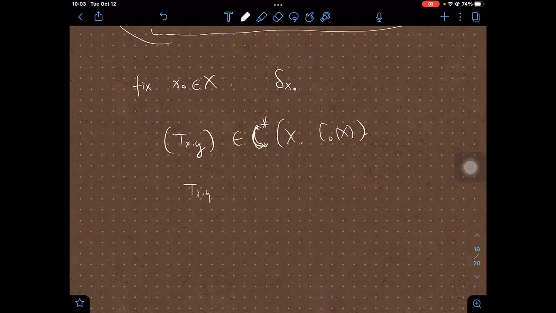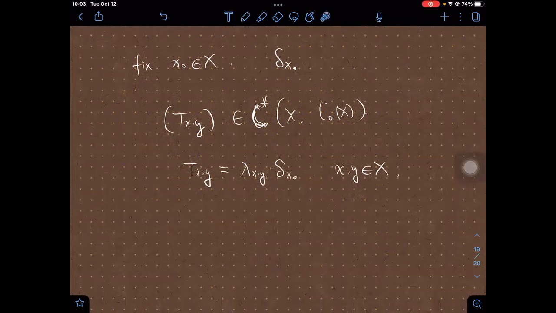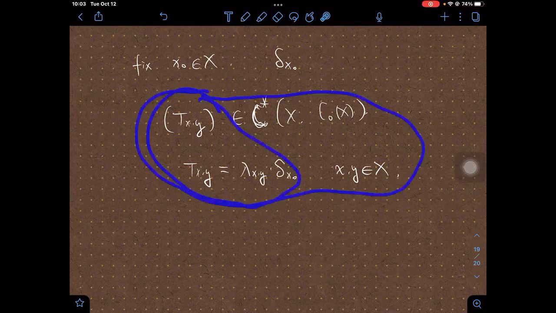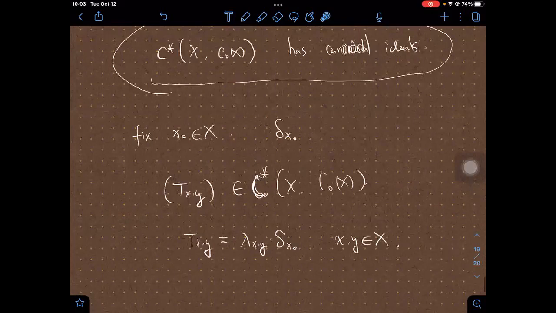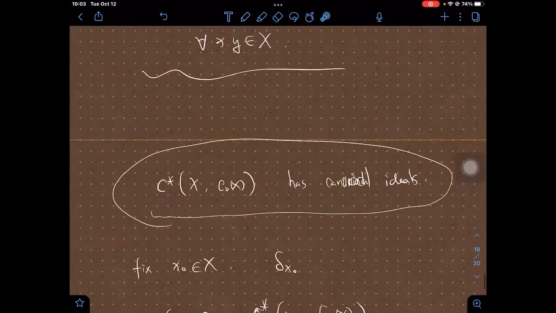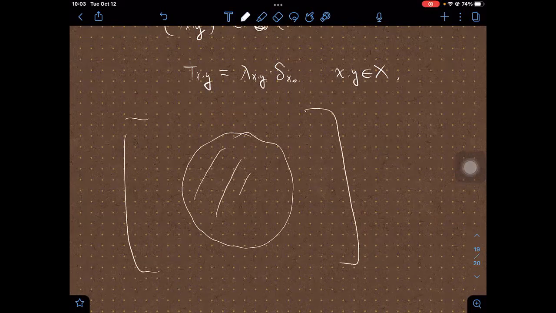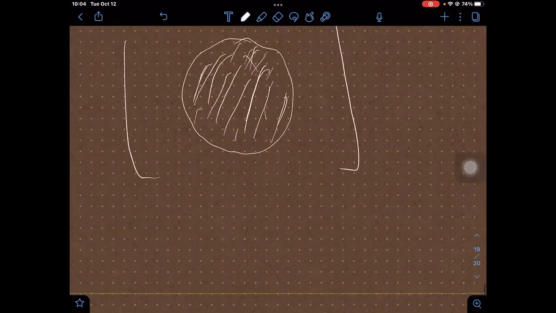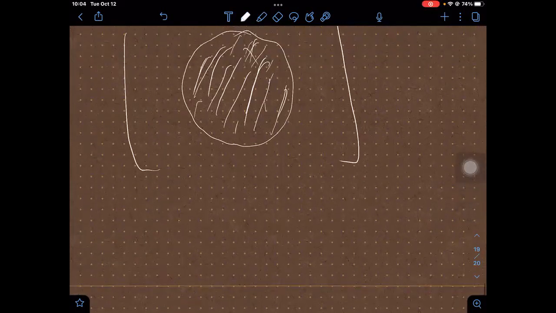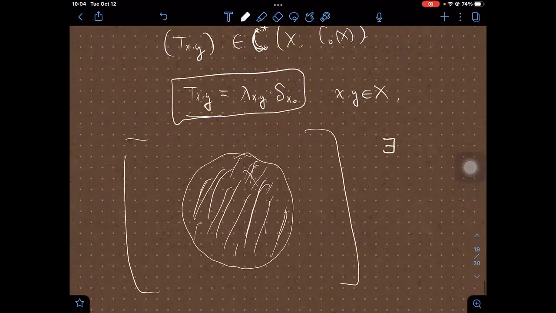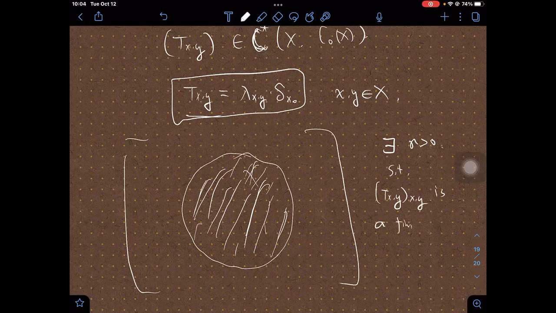However, you want Txy to always equal some constant times this Dirac function. What if we want this special element? Then by the definition of twistedness, Txy is just some matrix defined not on a bounded strip, but on a bounded subset of X times Y, sorry, X times X. So this means you can find some r bigger than 0 such that Txy is a finite matrix.